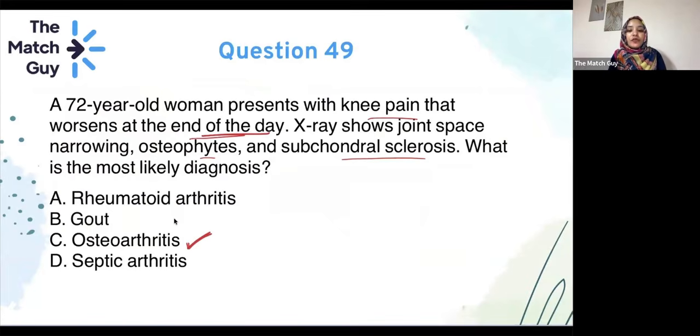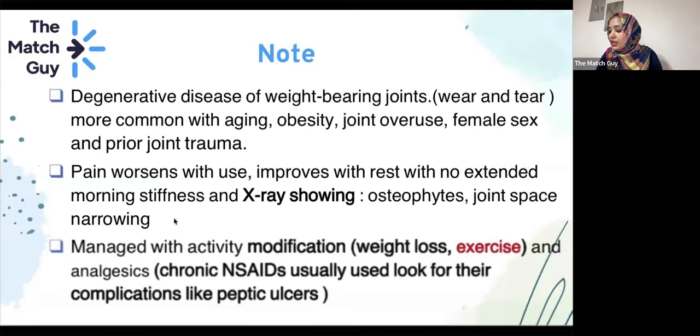Whenever you are solving a question, whether it's a QBank question or an NBME question, always think about what they are trying to tell me and what they are trying to give me to eliminate other options. So the age, the osteophytes, the subchondral sclerosis: all of these are very specific to osteoarthritis. Okay, nicely done. So it's a degenerative disease of weight bearing joints. That's why with obesity, it's more likely that you see osteoarthritis.